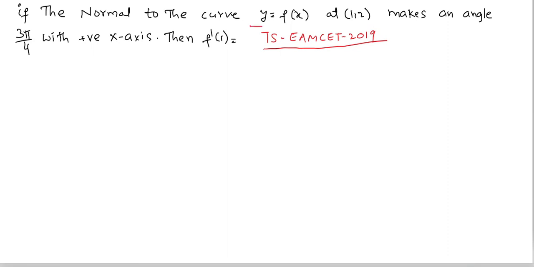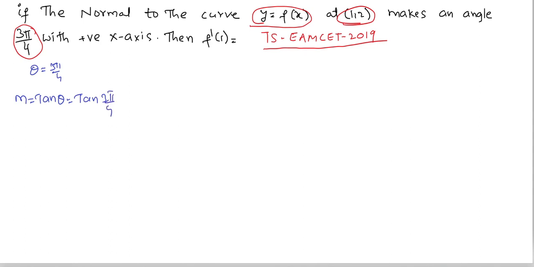If the normal to the curve y = f(x) at the point (1, 2) makes an angle 3π/4 with the positive x-axis, then find f'(1). This is a TSM set 2019 question. Here θ is given, θ = 3π/4. We find the slope m = tan θ = tan(3π/4), which is tan(π - π/4). In the second quadrant, tan(180° - θ) = -tan θ, that is -tan(π/4). Therefore slope m = -1.